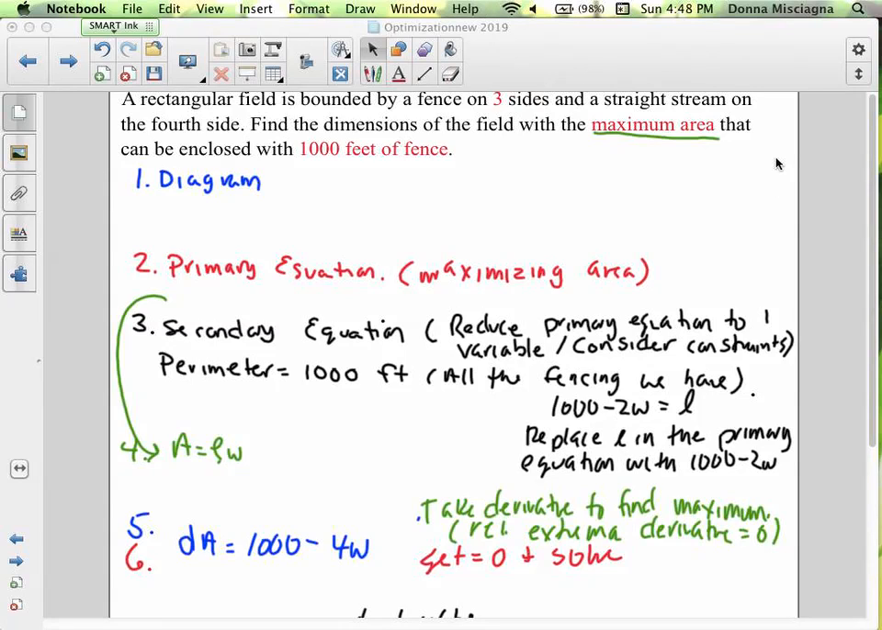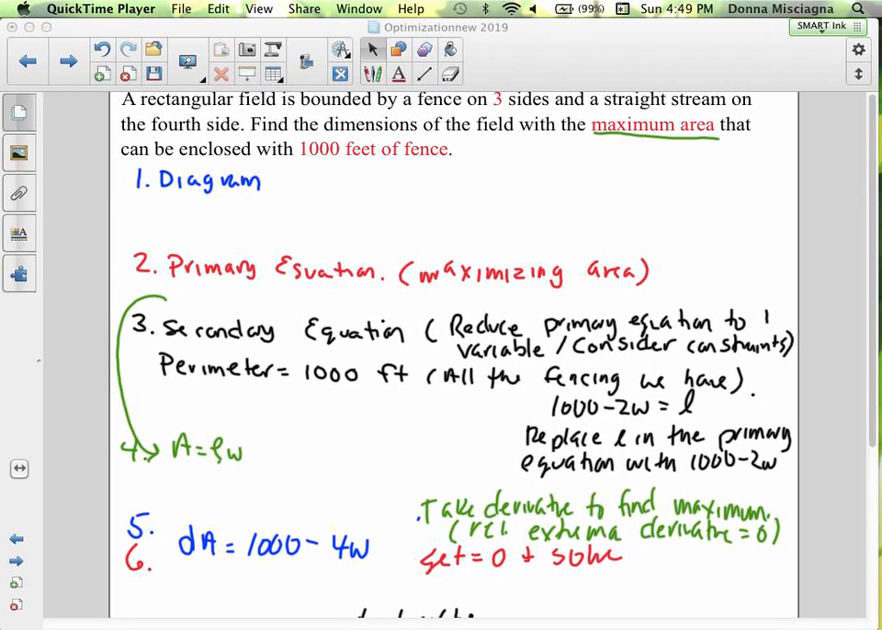Welcome, and it's time for another optimization problem. All right, so a rectangular field is bound by a fence on 3 sides and a straight stream on the 4th side. Find the dimensions of the field and the maximum area that can be enclosed with 1,000 feet of fence. All right, so let's draw a diagram.